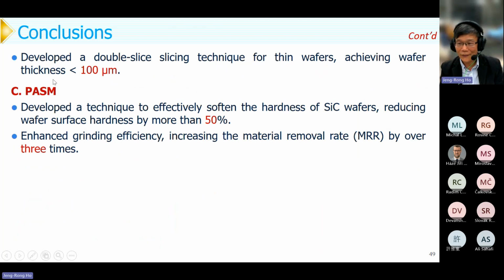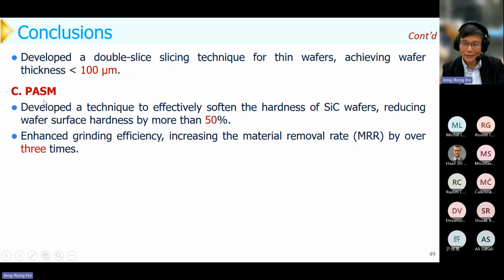And we also developed the double slicing technique. That means we can achieve 2 slices within 1 cycle of laser processing, and the wafer thickness can be less than 100 microns. This is very promising for manufacturing of thin silicon wafers.